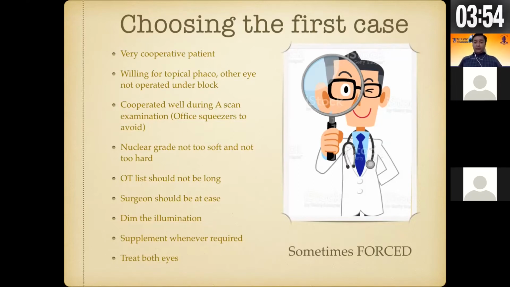Dim the illumination while you are draping. Supplement with local anesthesia whenever it is required. And initially, when you are starting the surgery, treat both eyes with topical proparacaine.